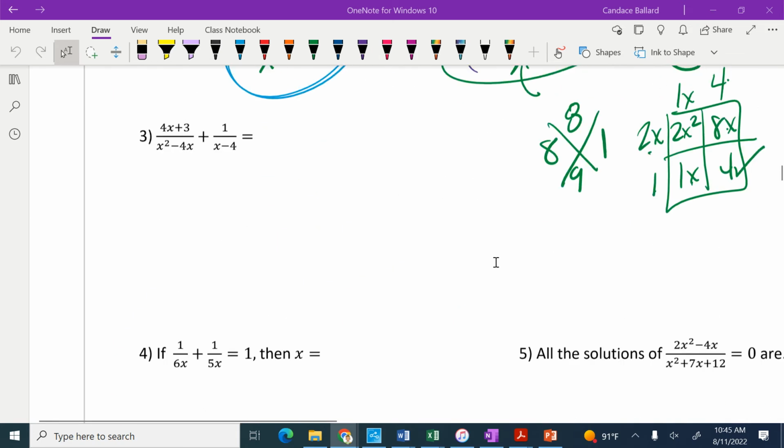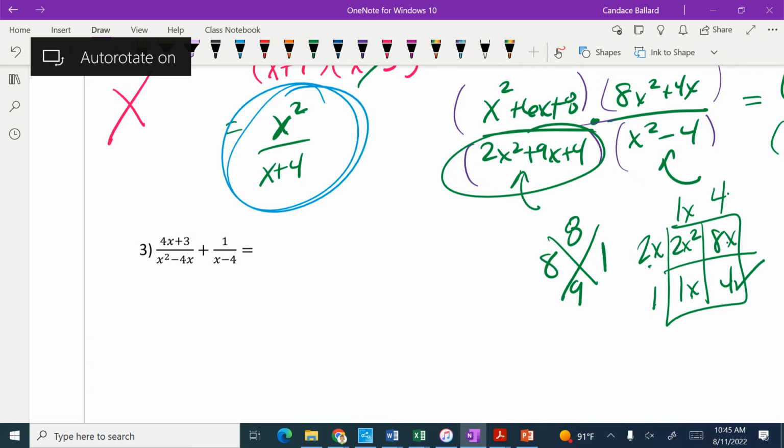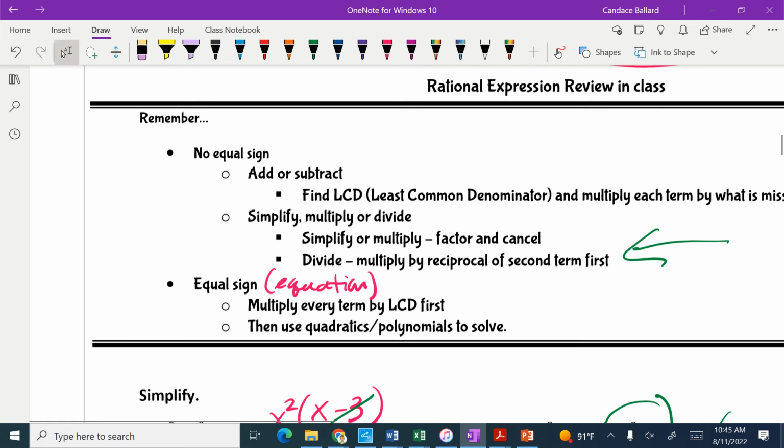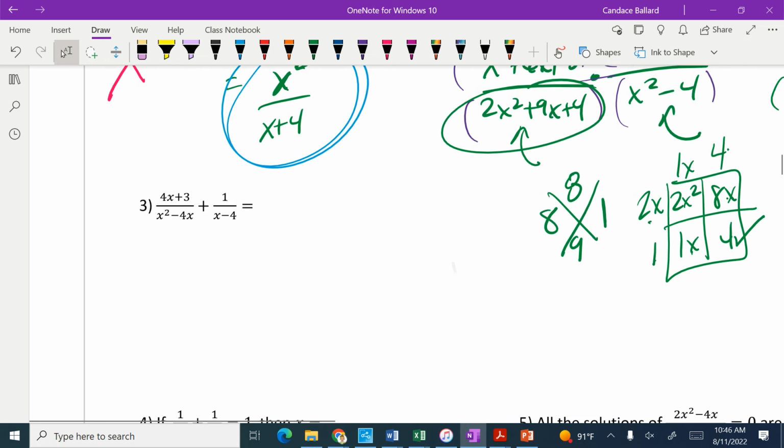Okay, so looking at what we've got here on number 3, we're going to pretend that Mrs. Ballard didn't type that. Equal sign or no equal sign? No equal sign. It's not an equation, it's an expression, right? So there's no equal sign on that. We're going to follow the instructions for no equal sign, okay? Was it add, subtract, multiply, divide? It's add or subtract. So we have to find the least common denominator, multiply each term by what is missing from the LCD.